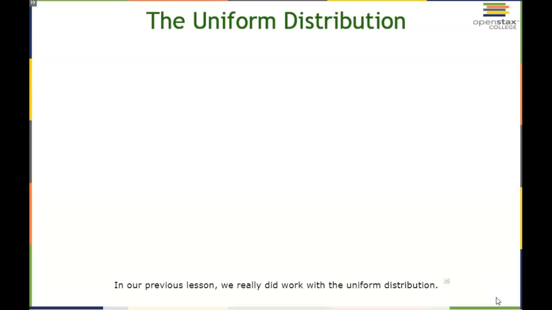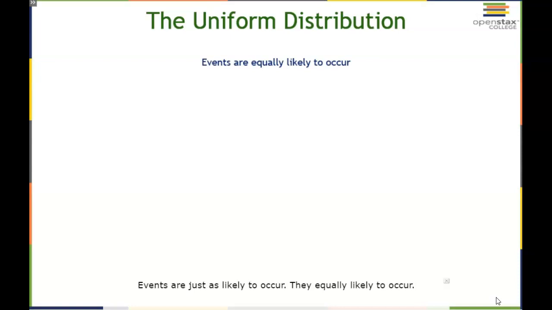In our previous lesson, we really did work with the uniform distribution. Now we're giving it a name. So here are some characteristics about the uniform distribution. 1, events are just as likely to occur. They're equally likely to occur.